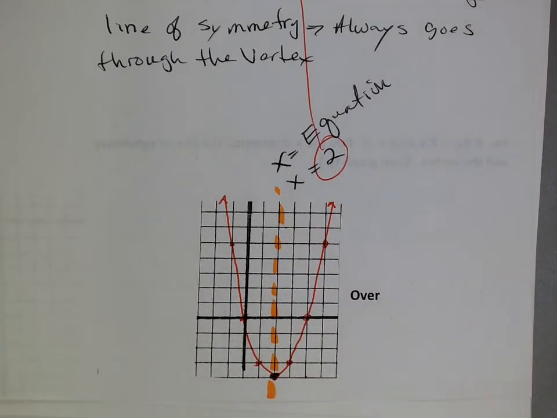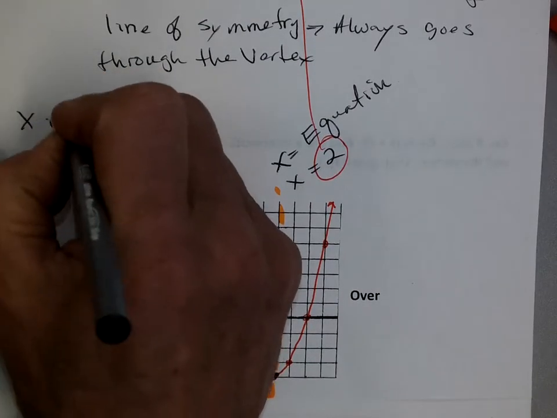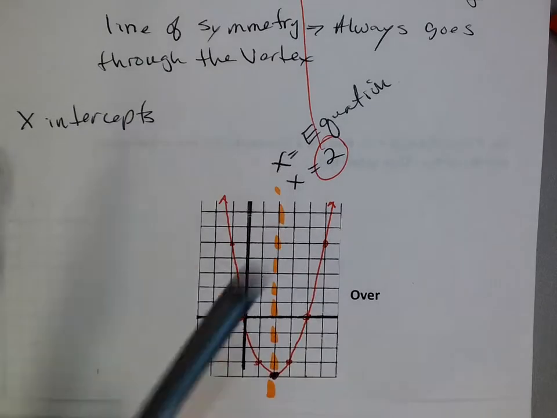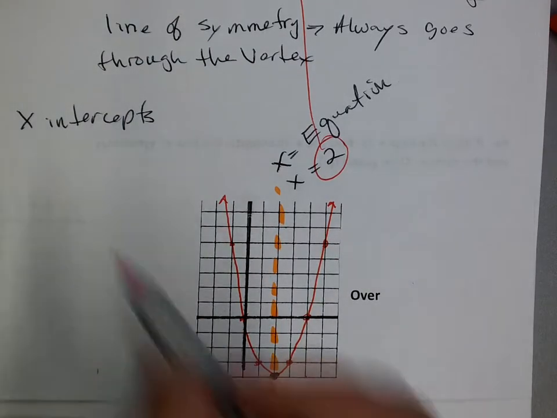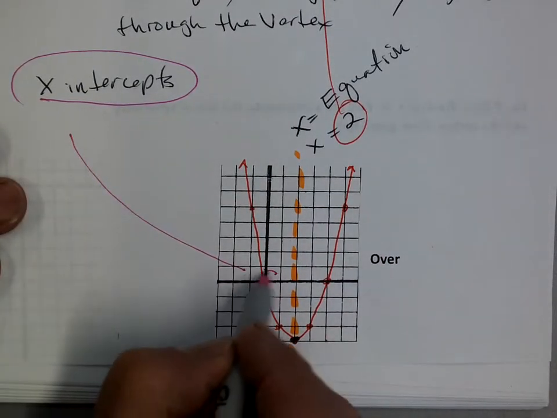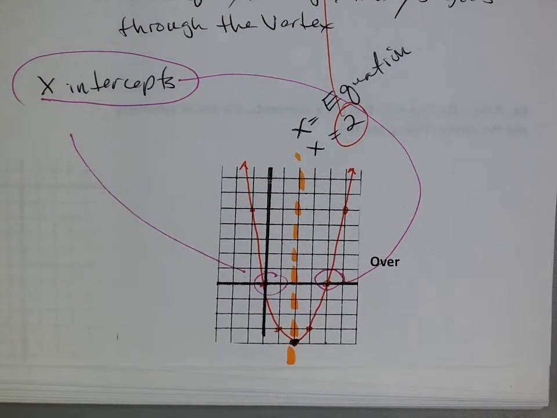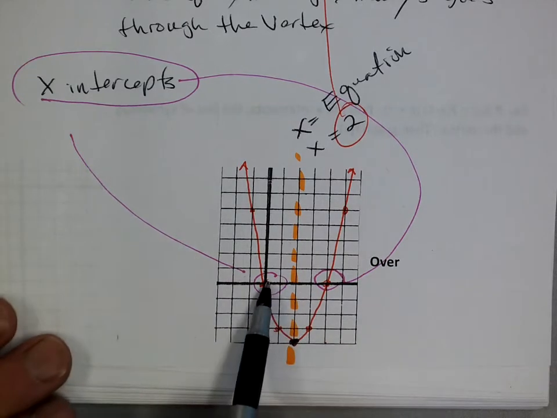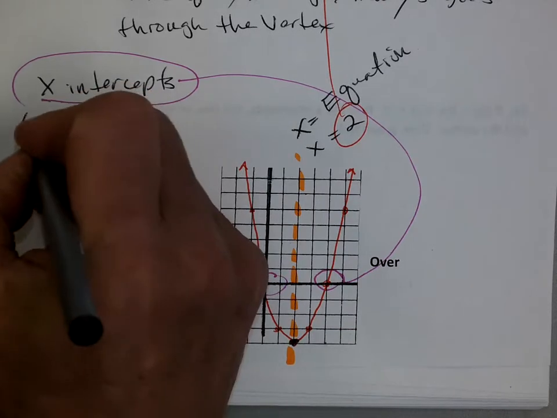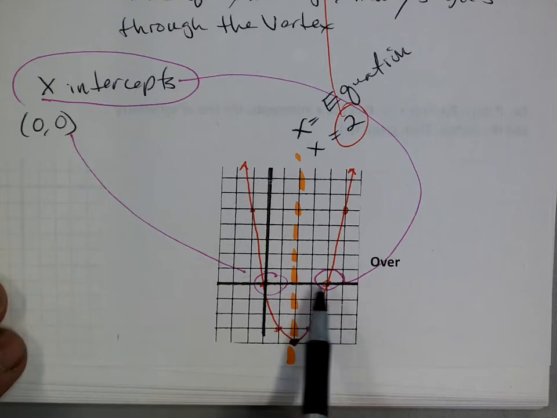Now, I still want the x-intercepts, but those are easy because I can find them from the graph. X-intercepts. All right, there, and there. Okay, those are my x-intercepts. And the coordinates of those are at 0, 0, and 4, 0.